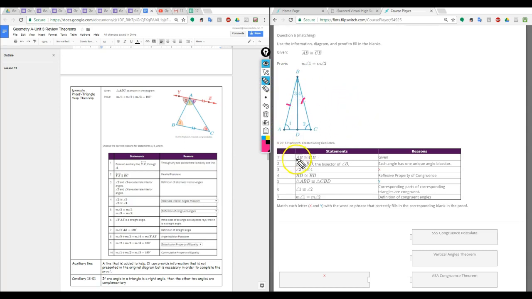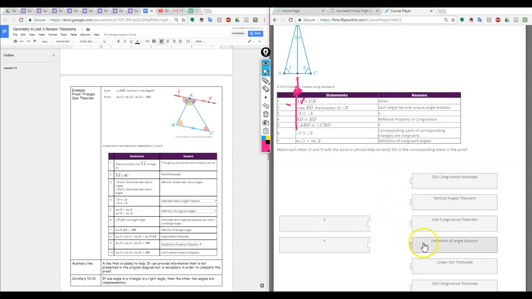Alright, so AB is congruent to CB, that's given. Draw BD, the bisector of angle B. Each angle has one unique angle bisector. Okay, so they're creating this right here so that they know the angle bisector means that cut that angle in half, and if you cut something in half, each portion is the same. So then they know that angle 3 is congruent to angle 4. Why do they know that? It is the definition of the angle bisector.